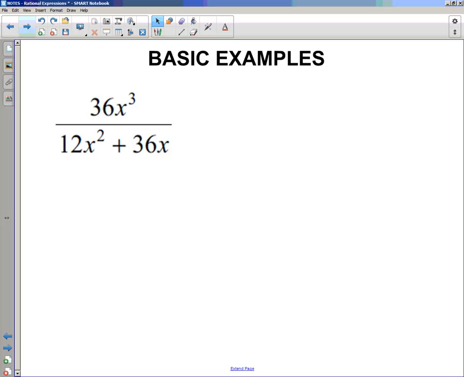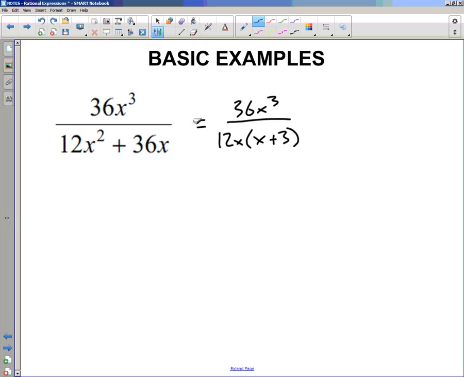We've got a single rational expression here, so we're just going to try and simplify this. To do so, we need to factor on the top and the bottom. Top is already factored, so we'll leave that alone. On the bottom, we can pull out a GCF. 12 and 36 both divisible by 12. Should be able to pull out an x as well. That's going to leave us with an x plus 3 on the bottom here.